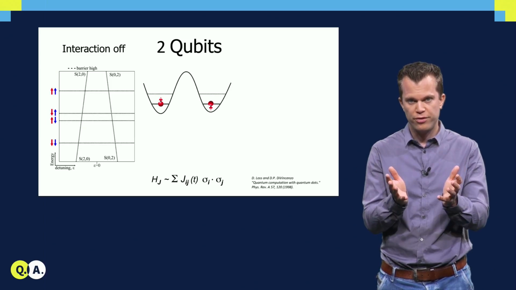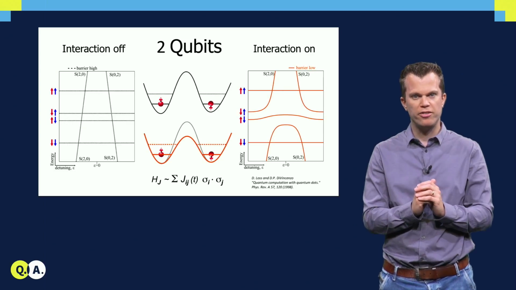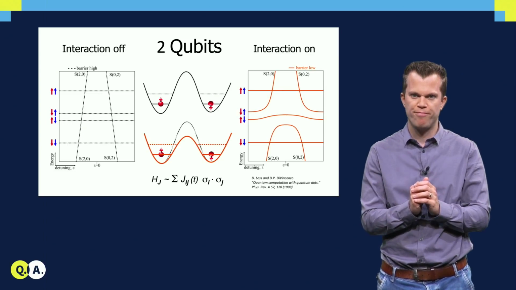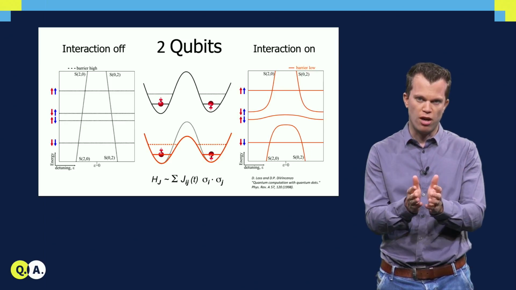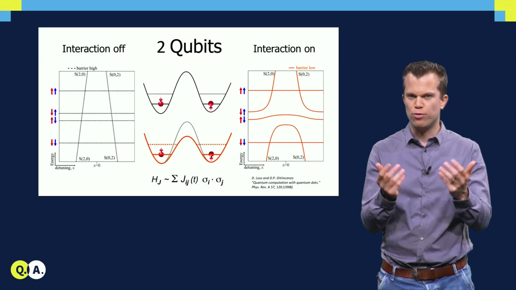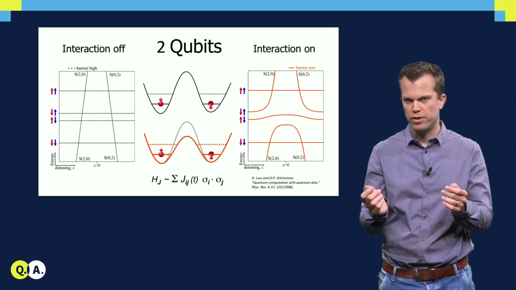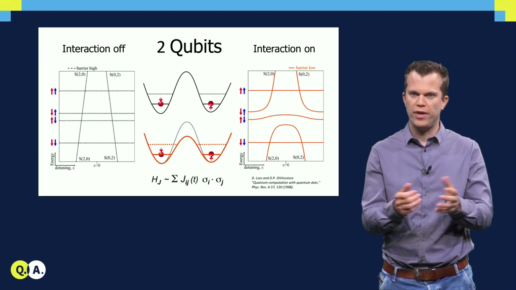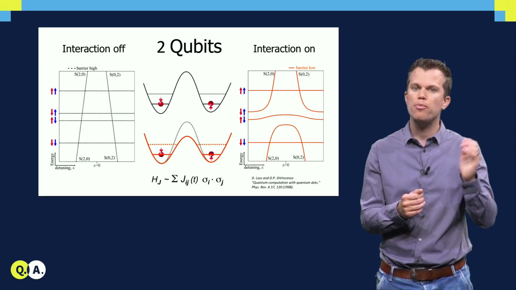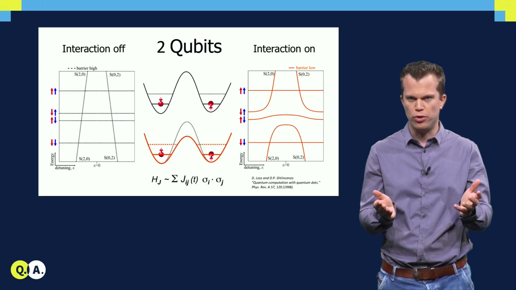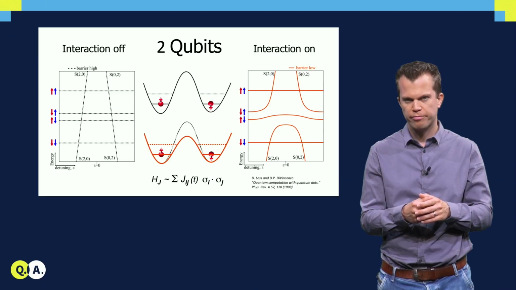In the figure on the left, there's no interaction. In the figure on the right, there is interaction. Now, what is crucial here is that when the interaction is on, the resonance frequency of one qubit is determined by the state of the other qubit. In the left figure, we see that the energy in flipping the red qubit is independent of the state of the blue qubit. It's good to verify this yourself.